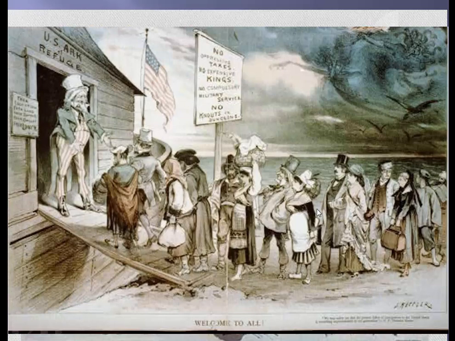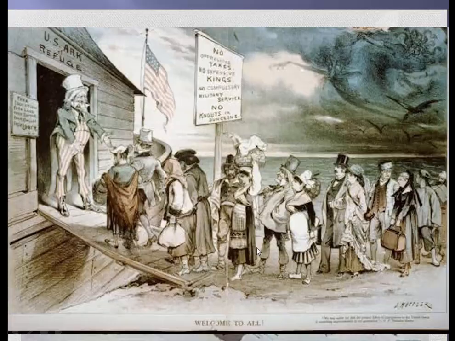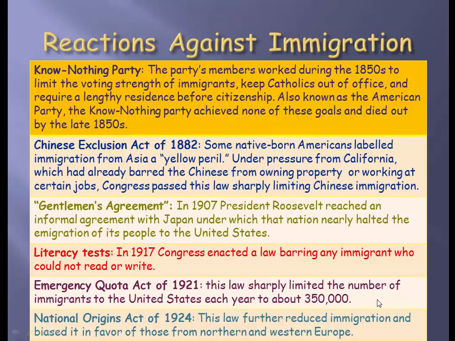Uncle Sam. This is a pro-immigration cartoon. The last one was anti-immigration. This is for immigration. Uncle Sam, arms wide open, saying, yo, come on down. It is the Ark of Refuge. We take anybody, right? Why are these people coming? There's no taxes. There's no kings. There's no dungeons and no jails. No forced military service. These are all reasons why they're leaving where they're coming from, and where are they walking? They're walking into America. We're taking you in, right?